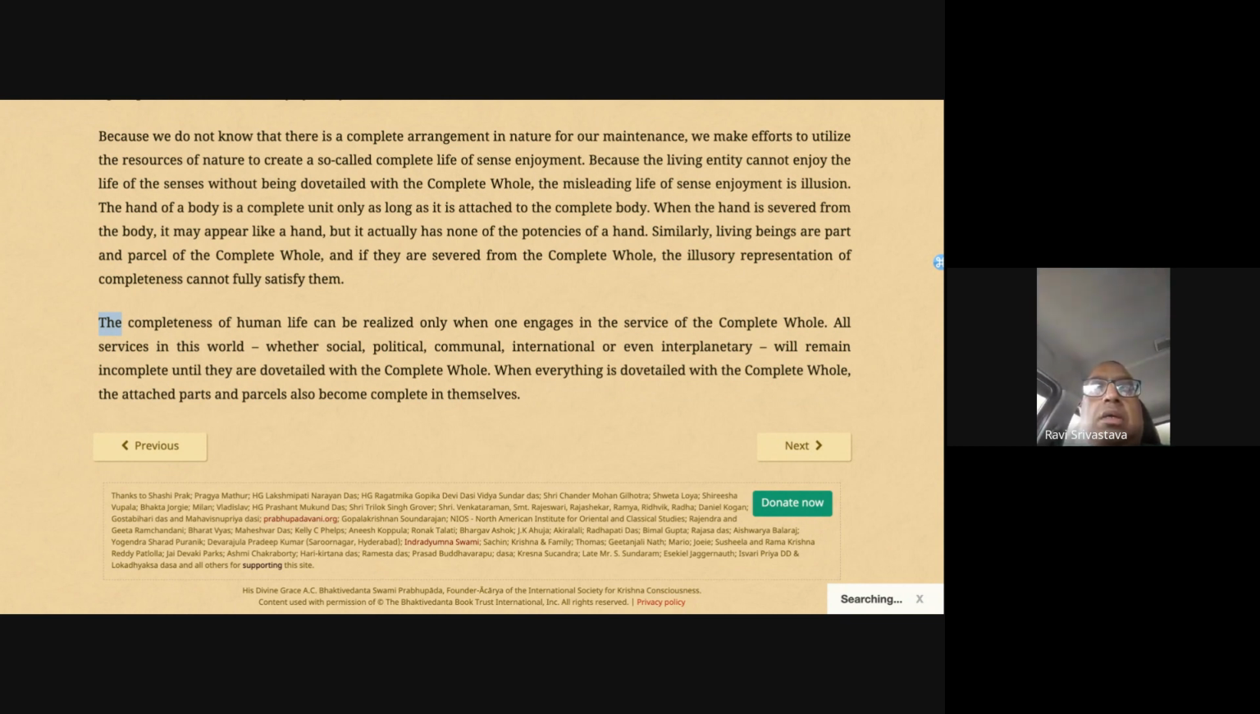The completeness of human life can be realized only when one engages in the service of the complete whole. All services in this world, whether social, political, communal, international, or even interplanetary, will remain incomplete until they are dovetailed. When everything is dovetailed with the complete whole, attached parts and parcels also become complete in themselves.